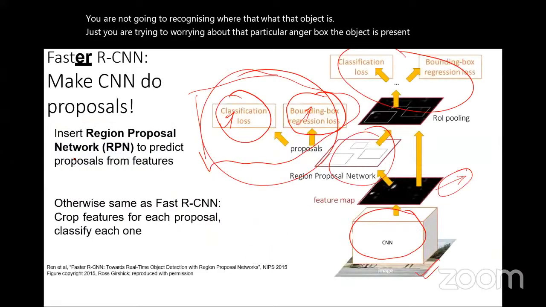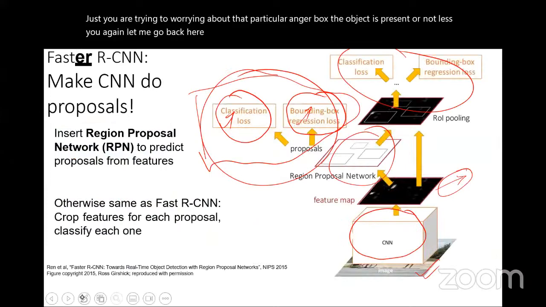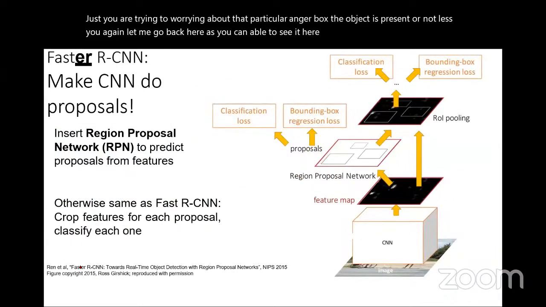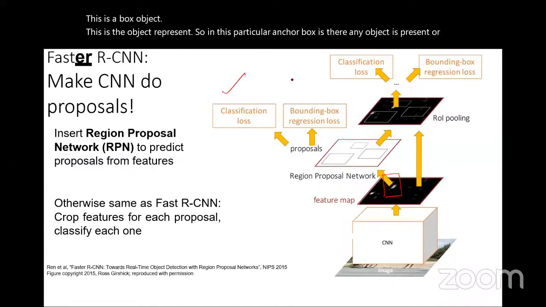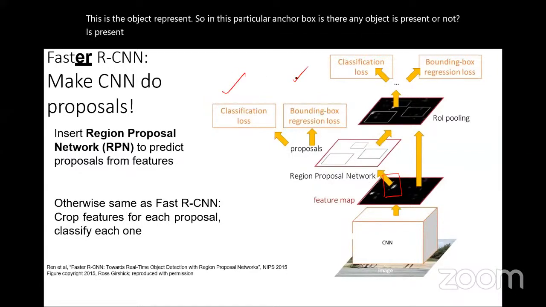Let me go back here. As you can see here, what do you need in a given input image? There is a box object. This is where the object is present. So in this particular anchor box, is there any object present or not? If present, okay, fine, that anchor box is useful. If not present, there is no need to worry, right?